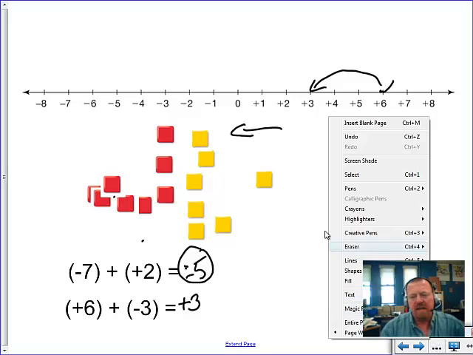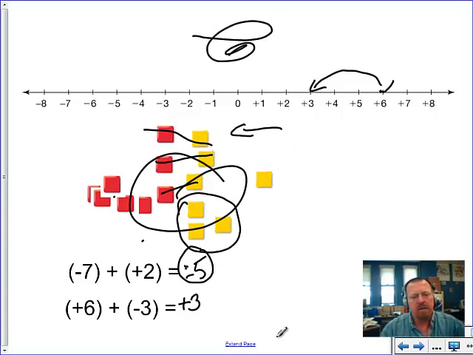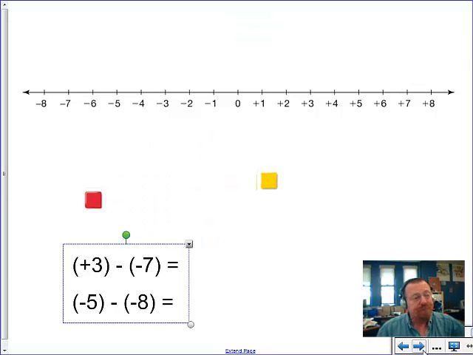If we do the same thing again, and we match up the pairs, so there's 1, there's 2, there's 3, and then we add up what we've got left. We've got 3 positives. Then positive 6 plus negative 3 equals plus 3. So you've seen it both on the line up here, and you've seen it down here. Okay, one more time. Let's take a look at subtraction.